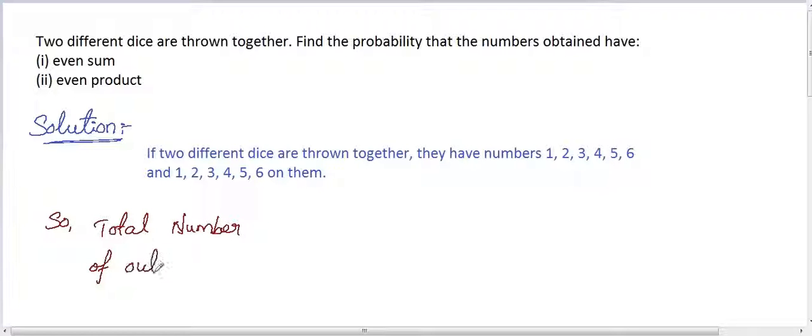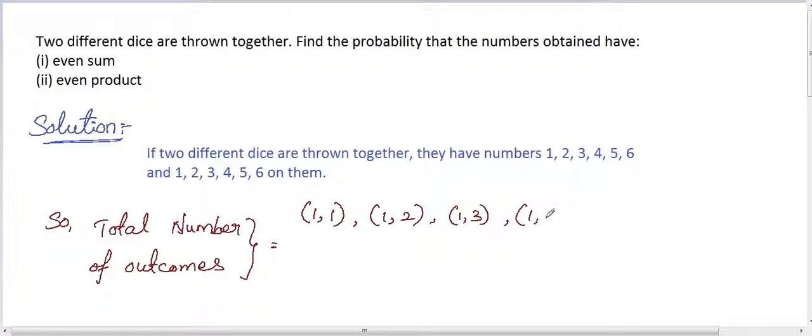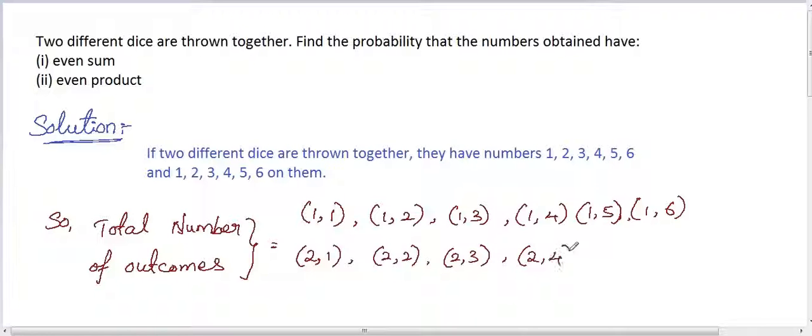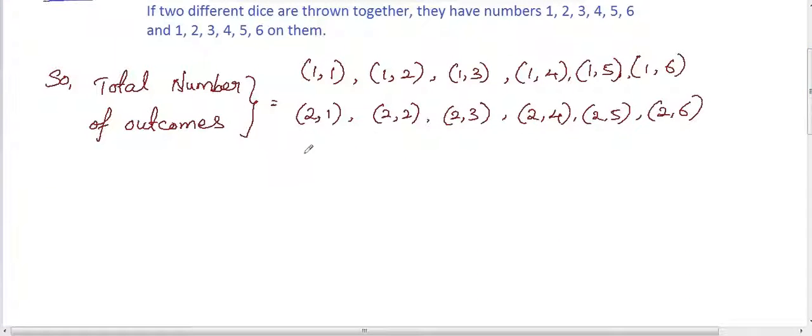If we throw two dice together, we'll get the total number of outcomes as 1,1; 1,2; 1,3; 1,4; 1,5; 1,6. Similarly, 2,1; 2,2; 2,3; 2,4; 2,5; and 2,6. Also, 3,1; 3,2; 3,3; 3,4; 3,5; 3,6.